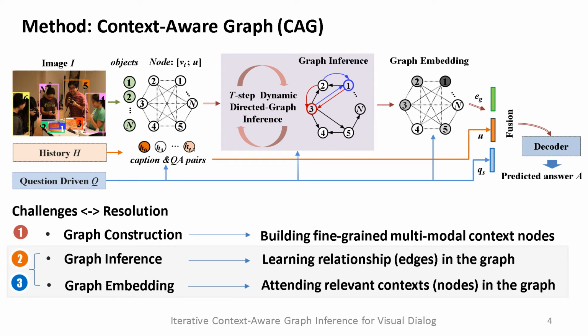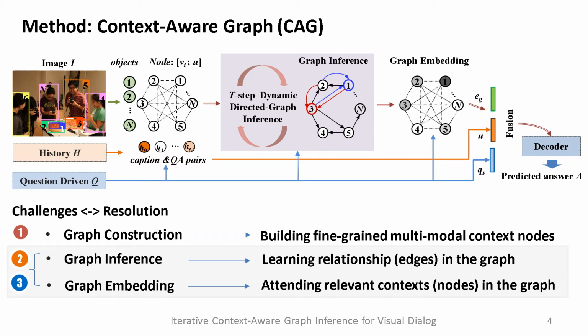This is our proposed graph network. To infer a reasonable answer, the process can be divided into three steps. Firstly, the graph construction step builds the fine-grained multimodal context nodes. Secondly, the graph inference step iteratively learns the relations among the nodes and updates the graph structure. Finally, the graph embedding step aggregates the whole graph semantics for answer prediction.